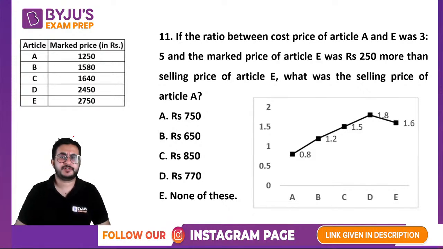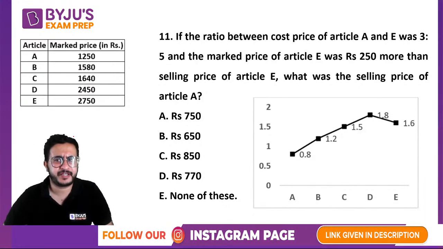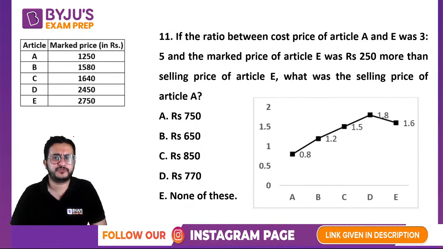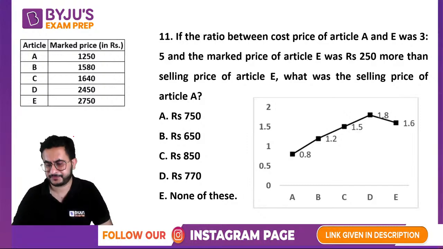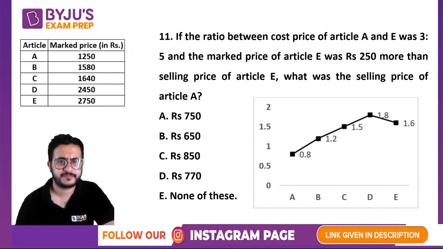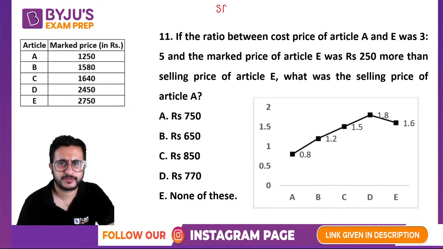What is the first statement? So the first statement says the cost price of A and E is 3:5 and the mark price of E is 250 more than the selling price of article E. So we have three kinds of prices, right? A and E will have three kinds of prices: cost price, mark price and selling price, right, of A and E.